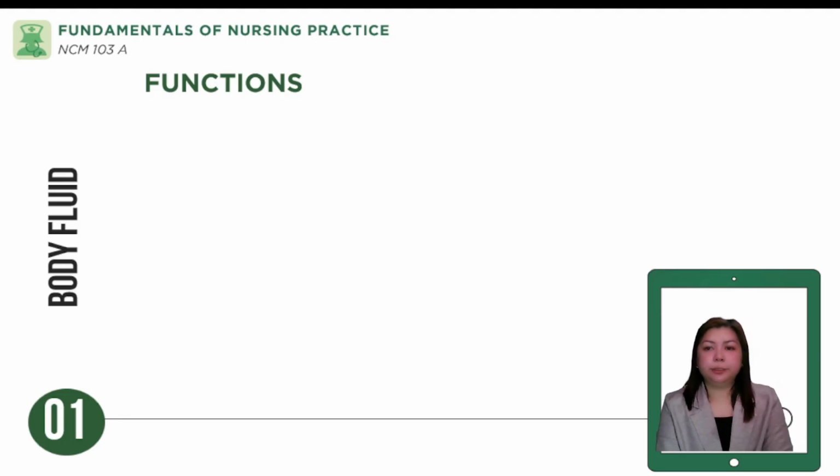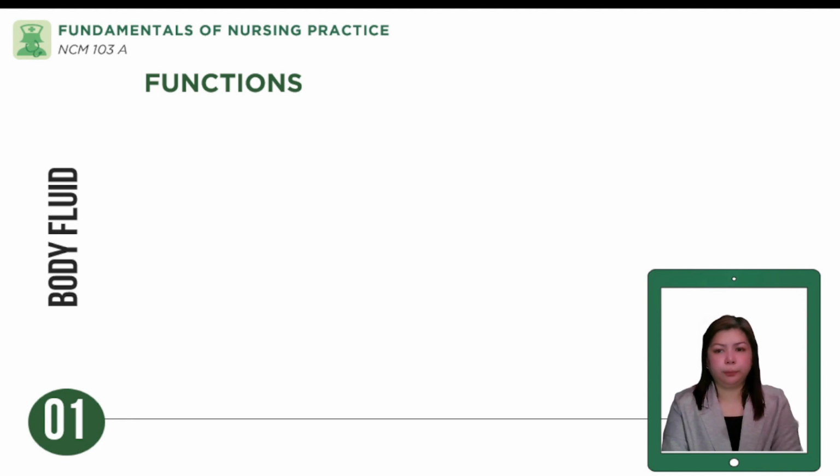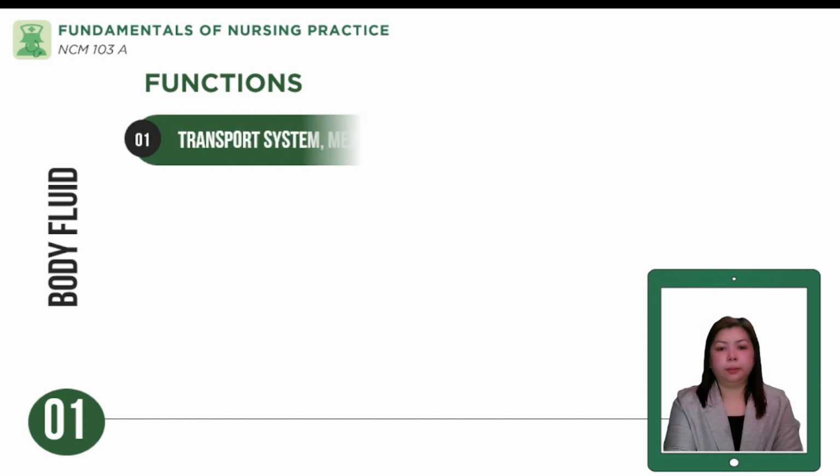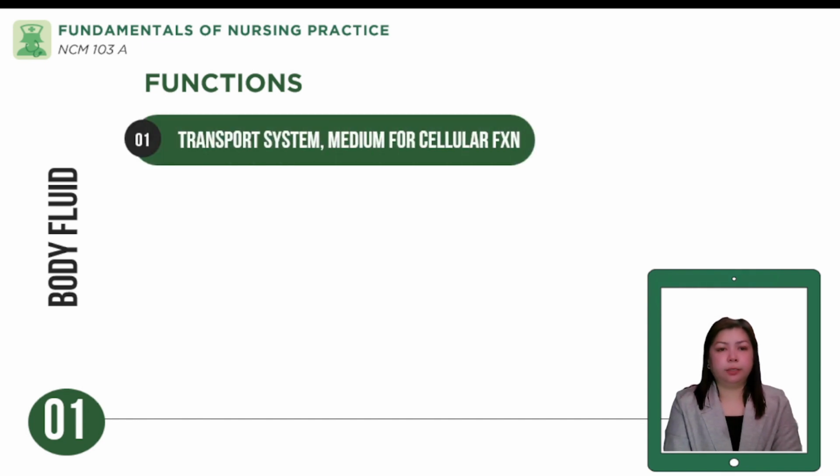All right, so for today, we'll be discussing starting with body fluid. So body fluids primarily play several crucial functions in the human body. And here are some of the key roles that they perform in our body. Number one is, of course, it serves as a transport system and a medium for cellular function. So your body fluids, particularly blood, transport nutrients such as glucose, proteins, fats, and vitamins to cells throughout the body, as well as to ensure proper cellular function and energy production.